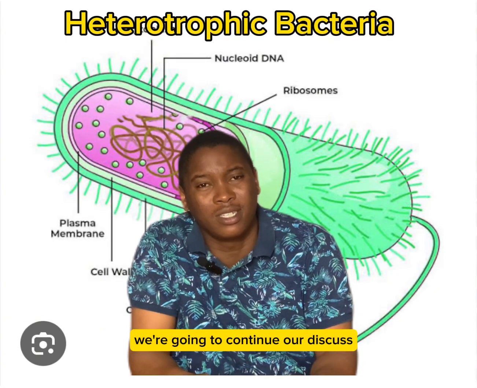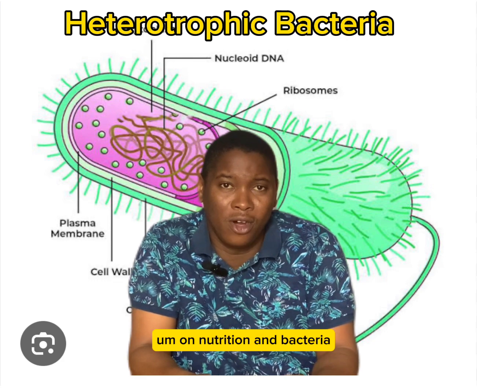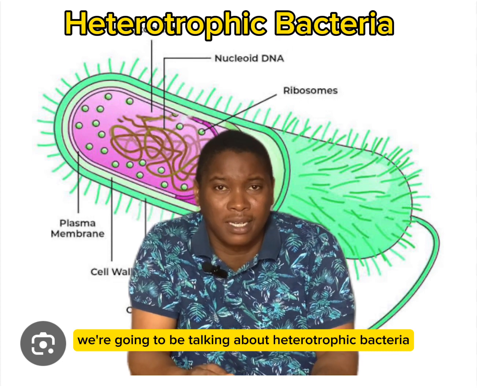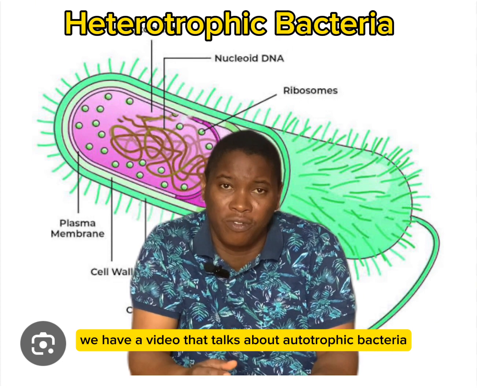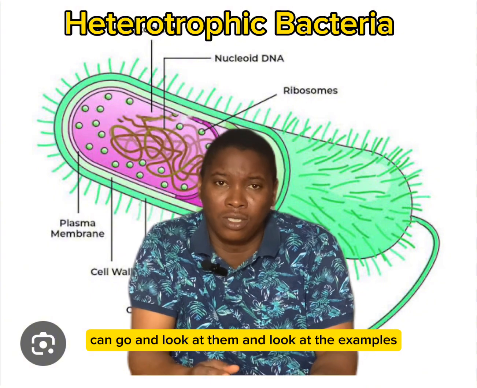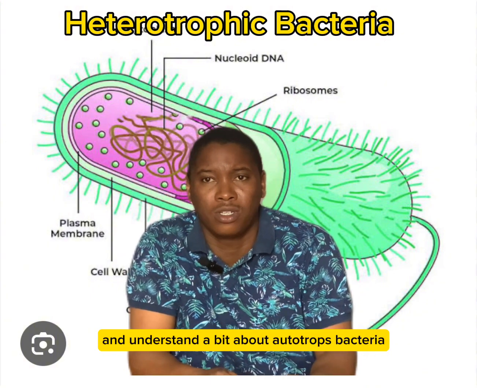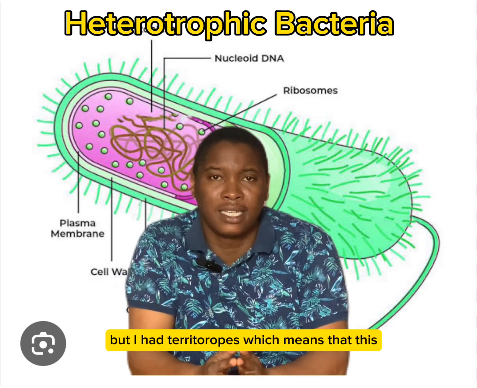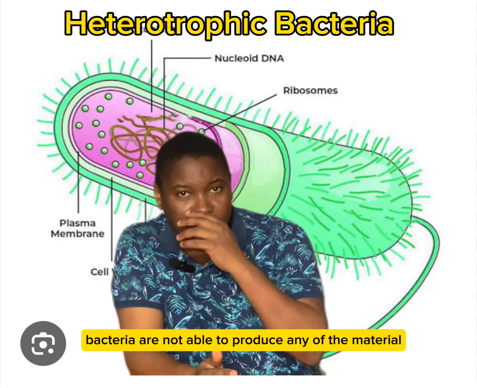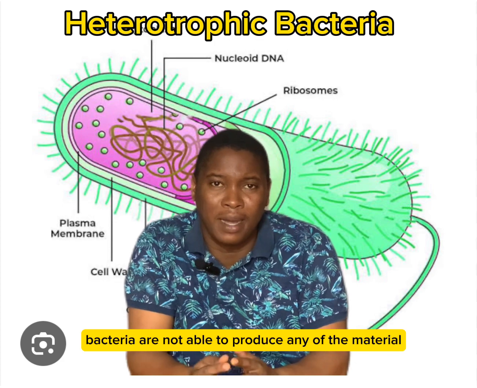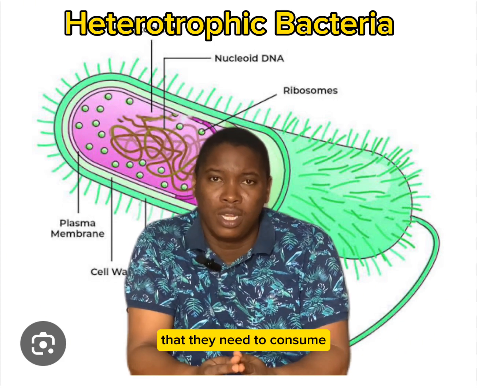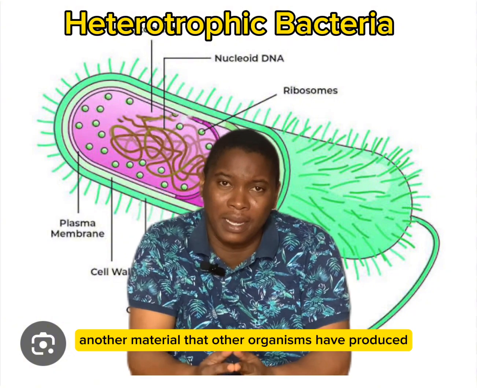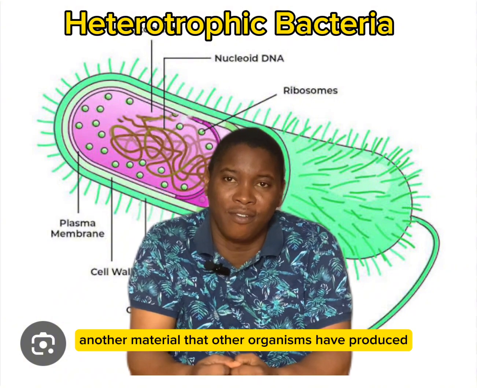Today, we are going to continue our discussion on nutrition in bacteria. And today, we are going to be talking about heterotrophic bacteria. We have a video that talks about autotrophic bacteria. You can go and look at them and look at the examples and understand a bit about bacteria that are autotrophs. But today, we are going to look at bacteria that are heterotrophs, which means that these bacteria are not able to produce any of the materials that they need to consume. They only consume ready-made carbohydrates, proteins and other materials that other organisms have produced.